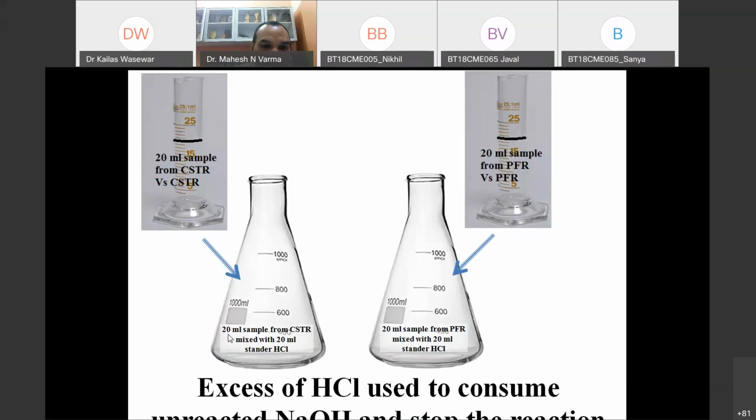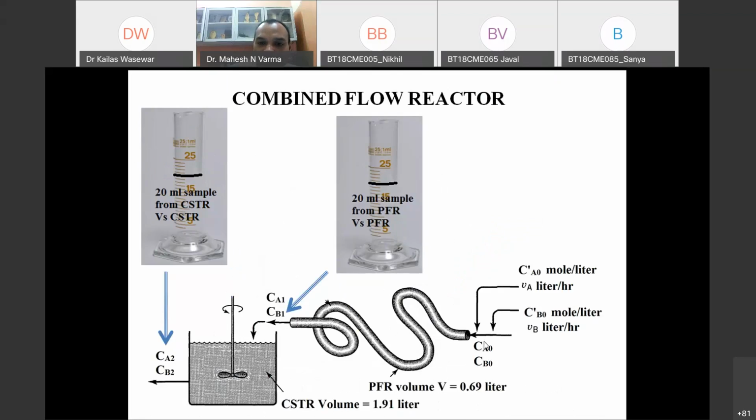So I will have this 20 ml sample and 20 ml HCl. I will make sure that the concentration and volume of HCl are such that it is in excess, so it will not be deficient. Whatever remaining amount of NaOH is not reacted after the PFR and after the CSTR will be consumed by HCl, and then I will get back this HCl by titrating with NaOH. This is the overall process we are using to estimate the concentration of NaOH.